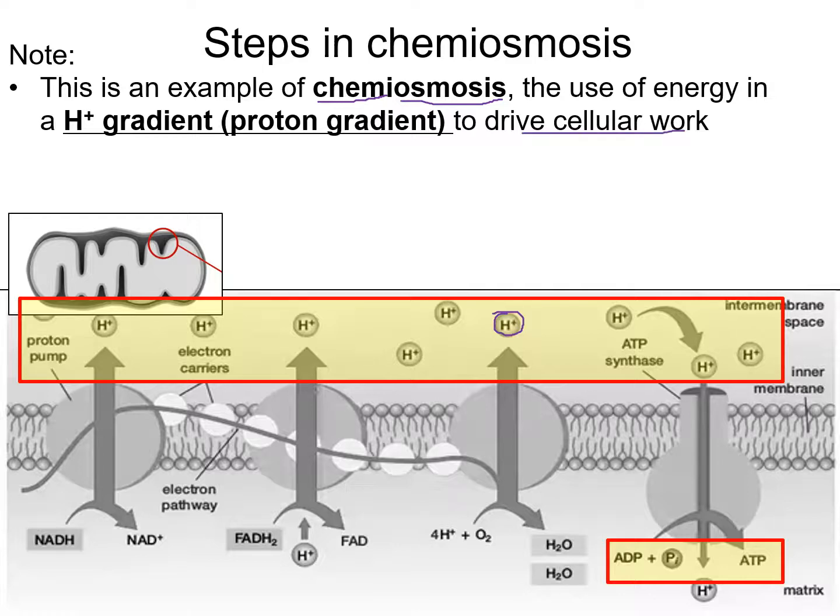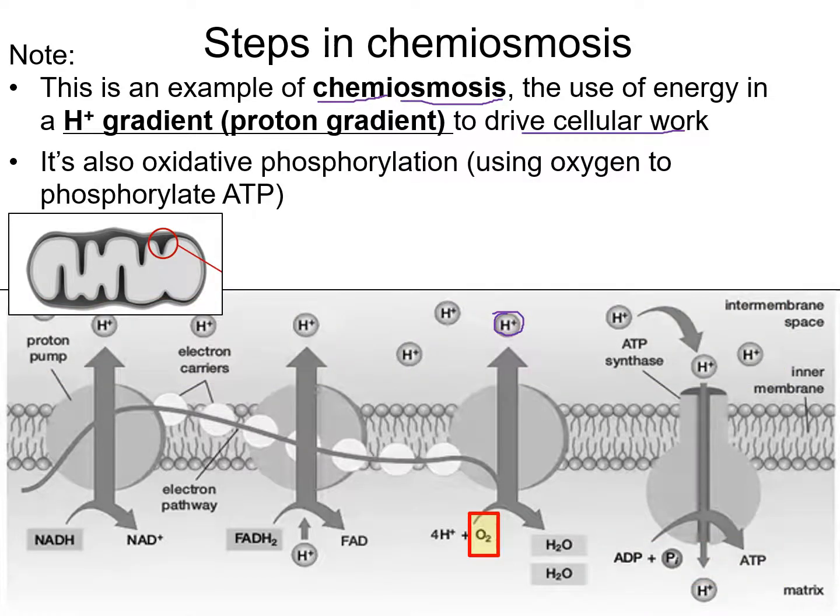And we would say that this is a proton gradient or a hydrogen gradient, because we have really high concentration over here in yellow on this side, and then really low concentration over here in the matrix. And that's being used to make ATP. You could also say that this entire thing coupled together is oxidative phosphorylation, because we are using oxygen right here in order to drive this process of phosphorylating ATP. So that's where this gets its name from.